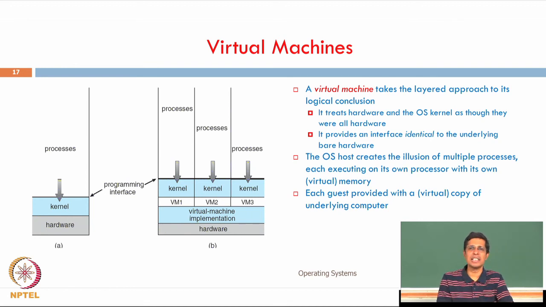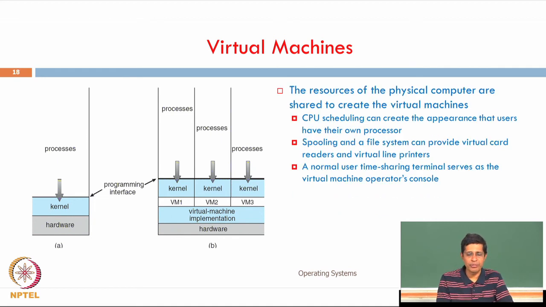The real challenge here is that all the hardware resources are shared between VM1, VM2 and VM3. With that sharing we need to ensure that there is no information leakage, which makes the whole thing a very complex affair. So that's what we have mentioned here.